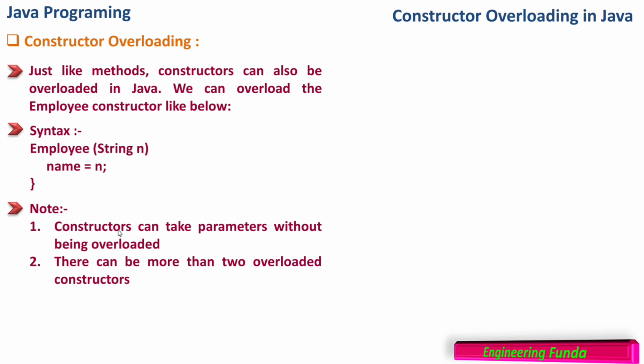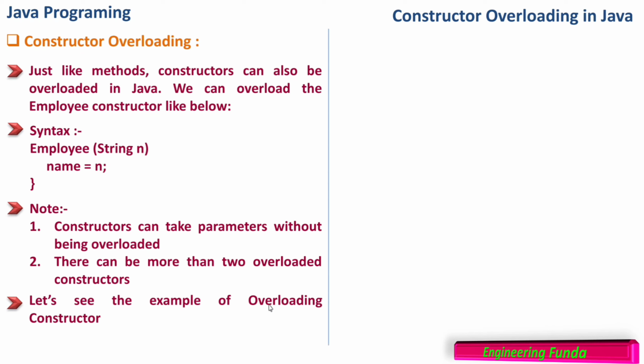Note, a constructor can take parameters without being overloaded. There can be more than two overloaded constructors. So we can have a constructor with parameters without being overloaded. It is not compulsory that there should be two or more constructors when we are writing parameters, and there can be more than two overloaded constructors also. So we can have 3, 4, 5 or any number of overloaded constructors.